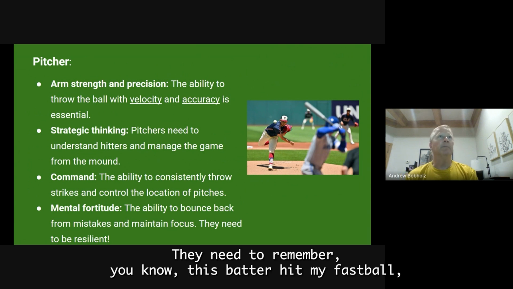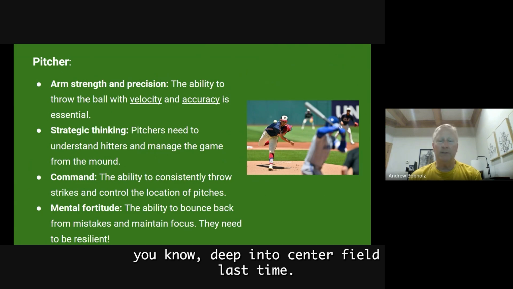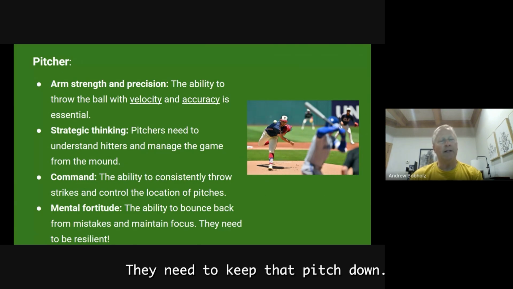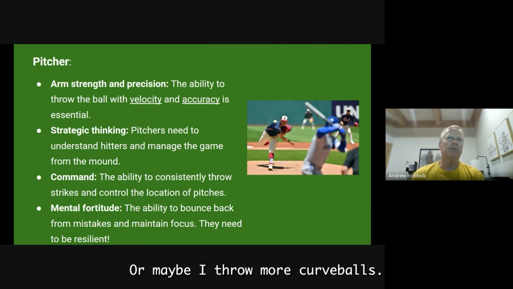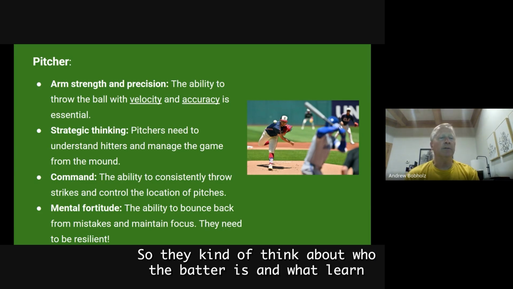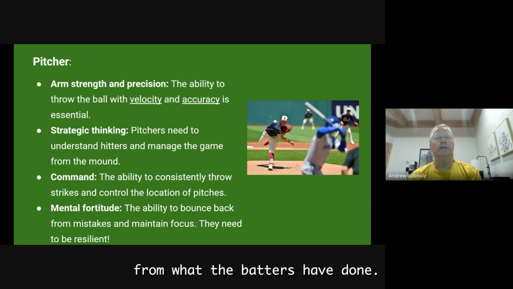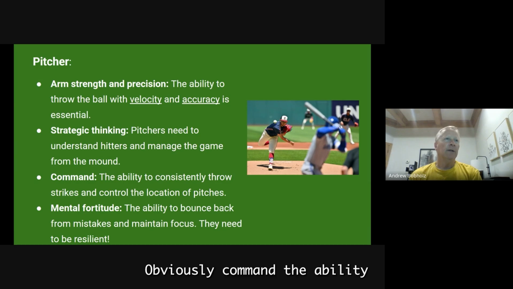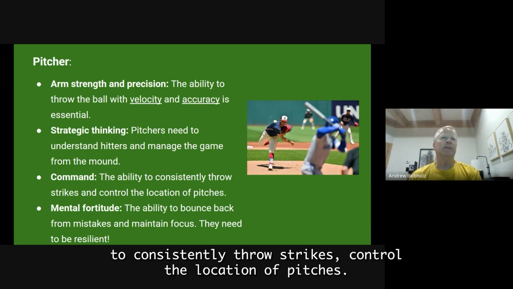They need to remember, this batter hit my fastball deep into center field last time. All right, I need to keep that pitch down, or maybe I throw more curveballs, something along those lines. So they think about who the batter is and learn from what the batters have done in previous at-bats. Obviously, command: the ability to consistently throw strikes and control the location of pitches.